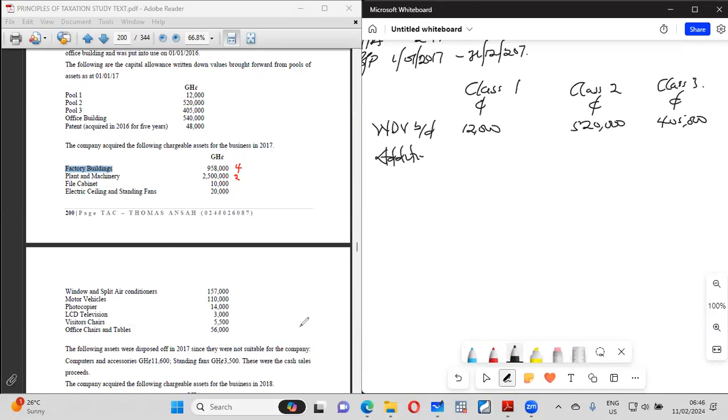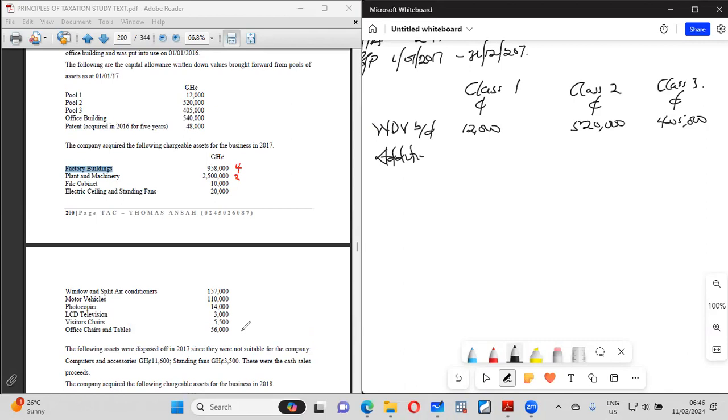How about file cabinet? What is a file cabinet? So you have to ask yourself that. Sometimes these are the only tricky places that the examiner can trouble you with.